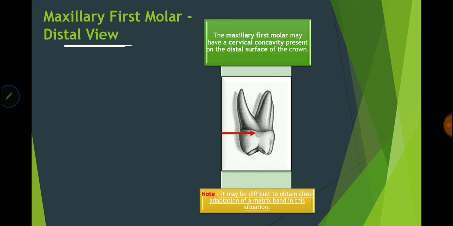The maxillary first molar, the distal view, we also mentioned that this tooth has a cervical concavity which is present on the distal surface of the crown. So maxillary first premolar has a mesial crown concavity. The maxillary first molar has a distal crown concavity. Also it may be very difficult to obtain close adaptation of the matrix band in this situation. Therefore you can create an overhang in this area too.